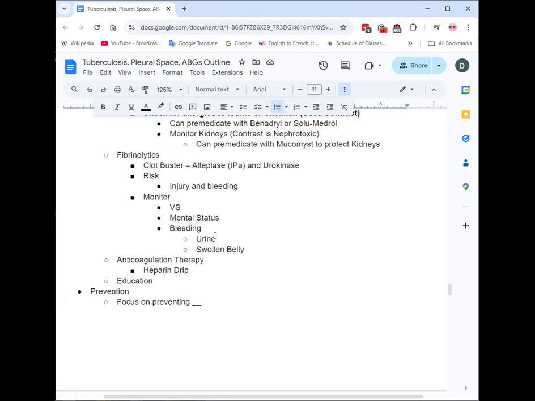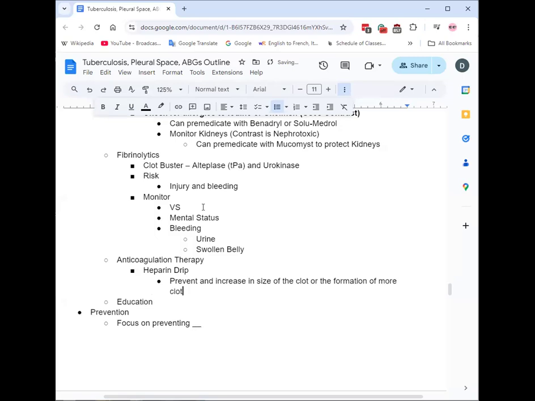But then there's the heparin drip. So what's this one for? If it's not going to break the clot up, what's the purpose? Yeah, this one's going to prevent the clot from getting bigger. So this is done for the PE. It's also done for an MI if they're not able to get to the cath lab in time. So this is going to prevent an increase in size of the clot or the formation of more clots.